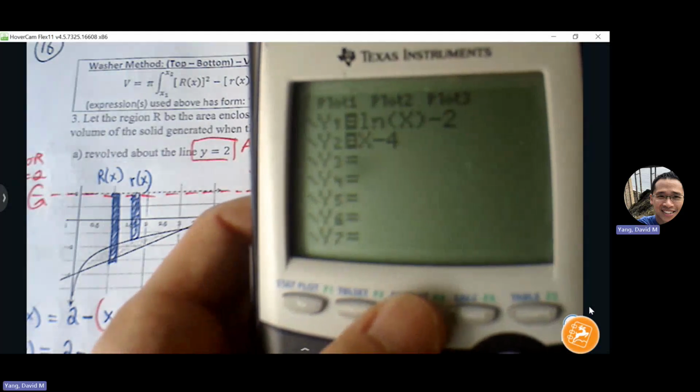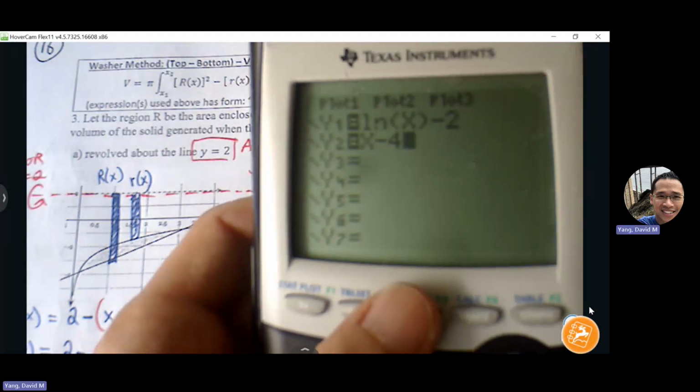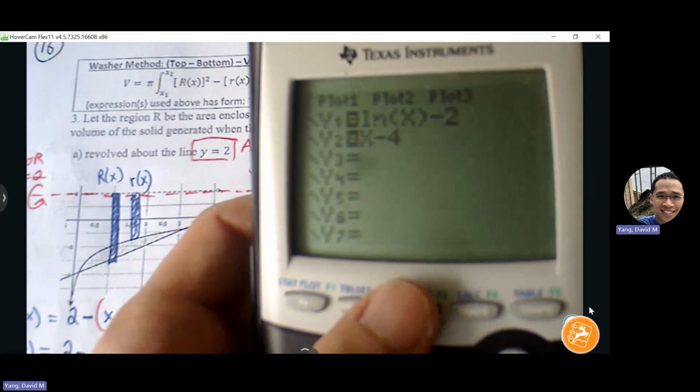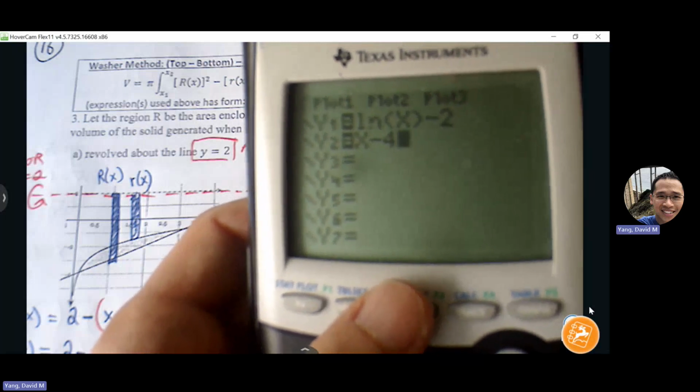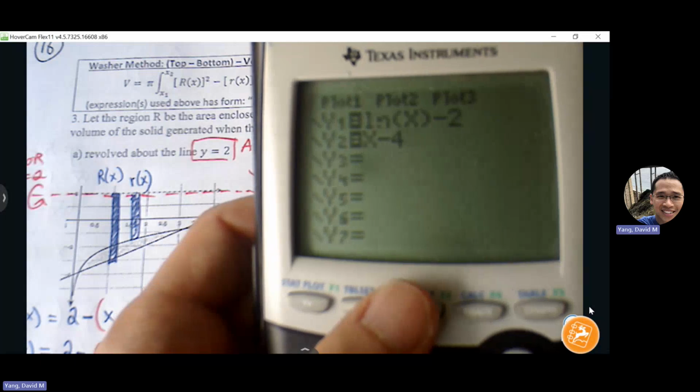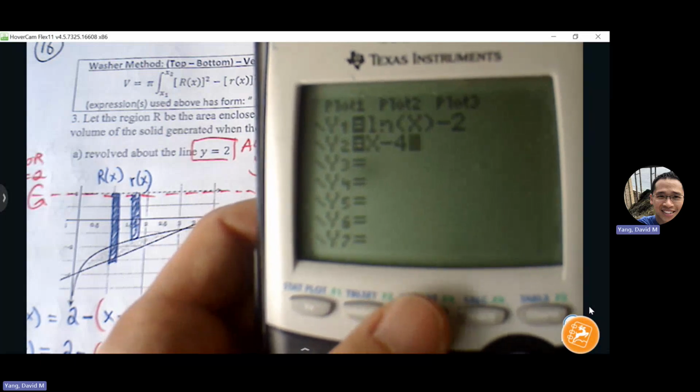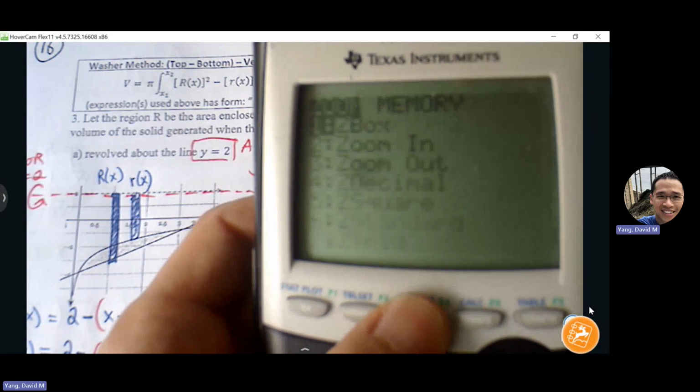Okay, go to Zoom. Zoom 6, it may not be the perfect window for you, but at least you can get your window centered, and then you can decide what you want to do to maybe box off the region that you want to look at. So Zoom 6.